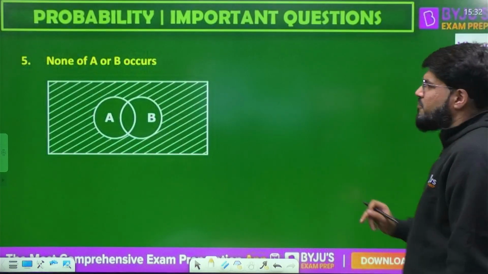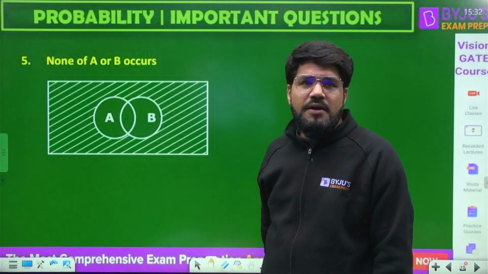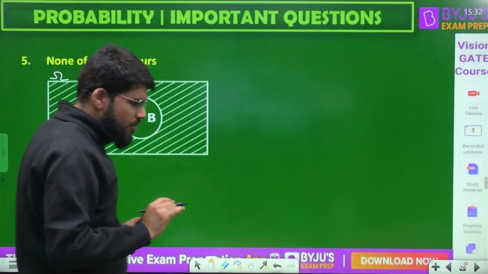I am jumping to the fifth part first. None of A or B occurs. So the complete region outside A and B. Now what is this? The entire rectangular box, as you know, is the sample space. So what is this?